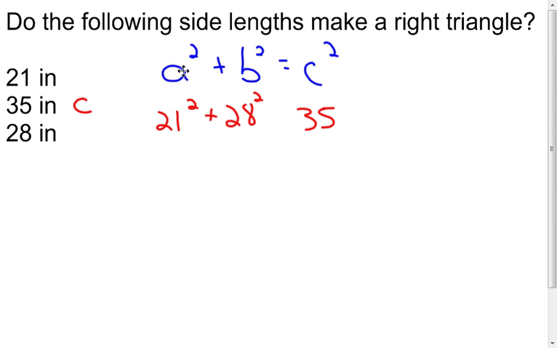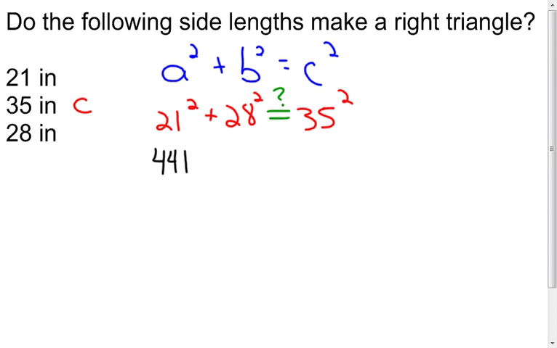Oops, I forgot the squared here on my c, but now this is really what we're doing. We're trying to figure out, is it really equal? It's a question mark right now. I don't know if they're equal. I'm going to go through and I'm going to figure it out. So I'm going to use my calculator. I'm just going to hit, well, 21 squared. That comes out to be 441.